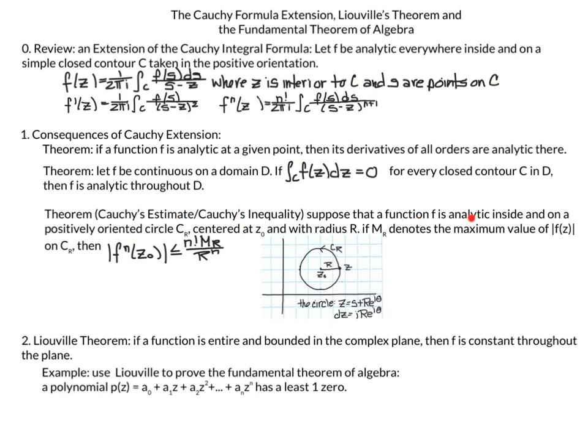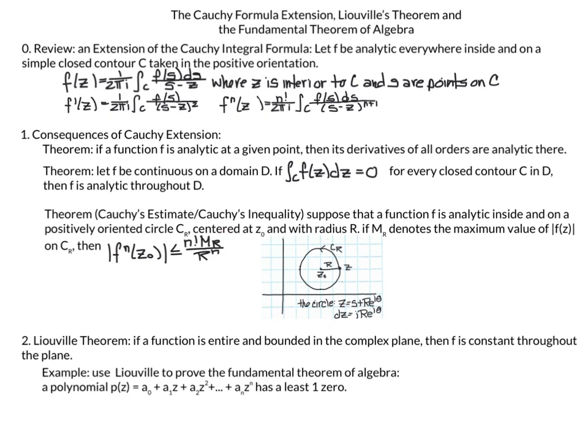Suppose that a function f is analytic inside and on a positively oriented circle C_R, that's the circle with radius r, centered at z0. If M_r denotes the maximum value of the modulus of f(z) on C_R, then the modulus of f^(n)(z0) is less than or equal to n factorial times that maximum value, capital M_r, divided by r, the radius, raised to the n.